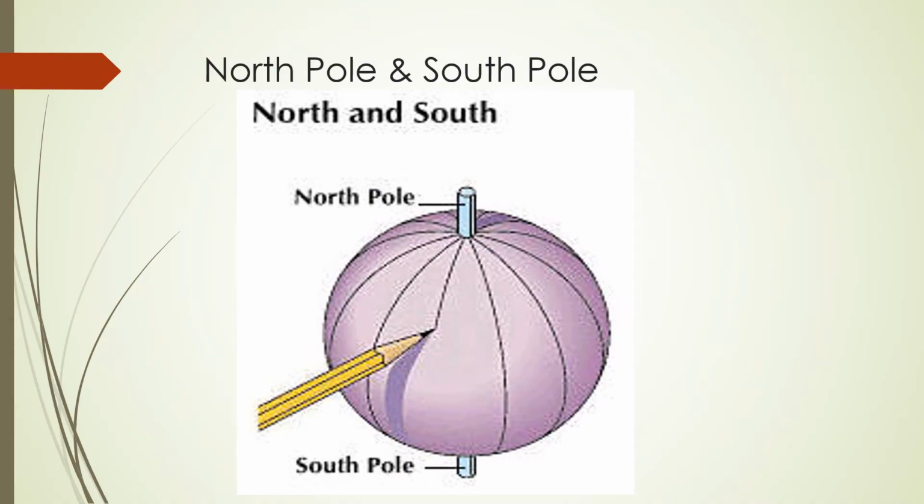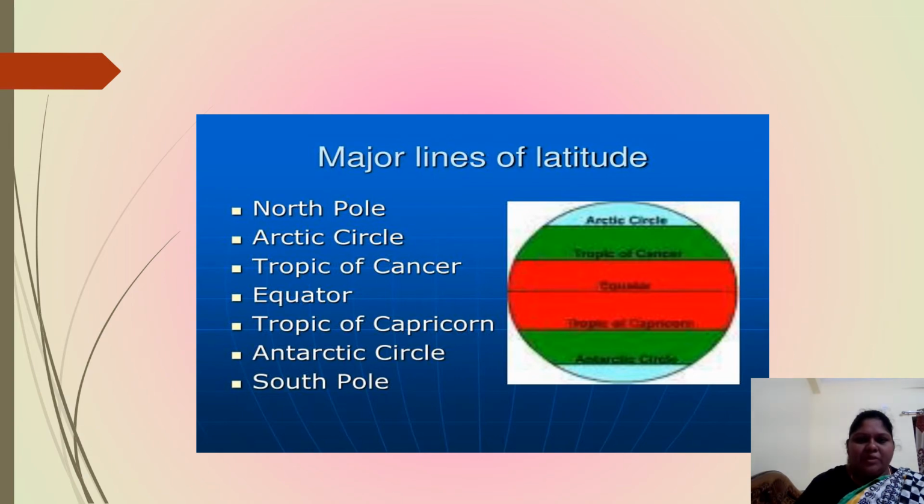So children, look at this image of North Pole and South Pole. The latitude of the North Pole is labeled as 90 degrees north, which is on the top, and the latitude of South Pole is labeled as 90 degrees south, that is at the bottom. And apart from this, we have some major lines of latitudes. Those are the North Pole, Arctic Circle, Tropic of Cancer, Equator, Tropic of Capricorn, Antarctic Circle, South Pole.